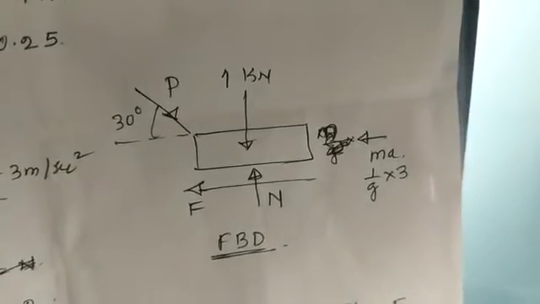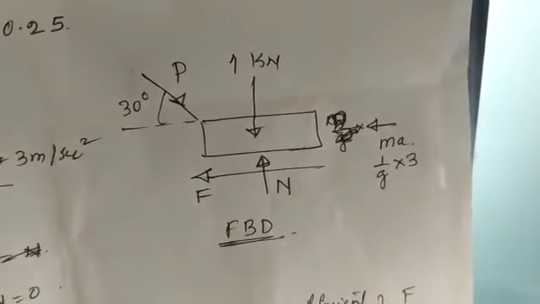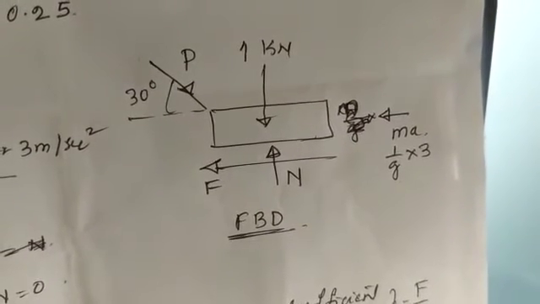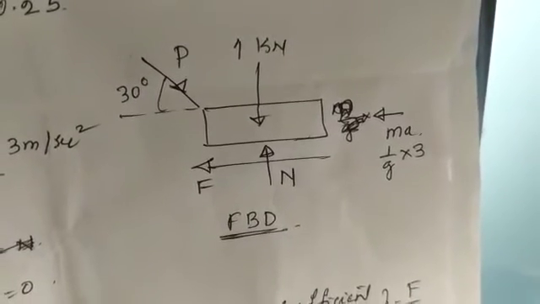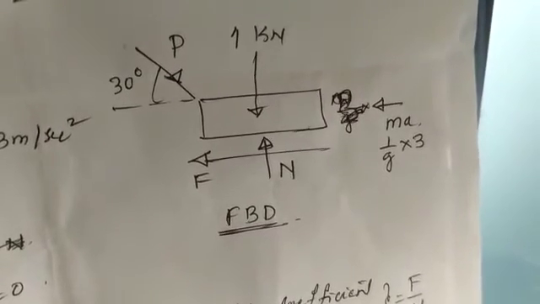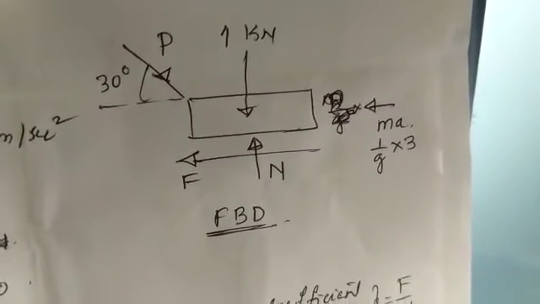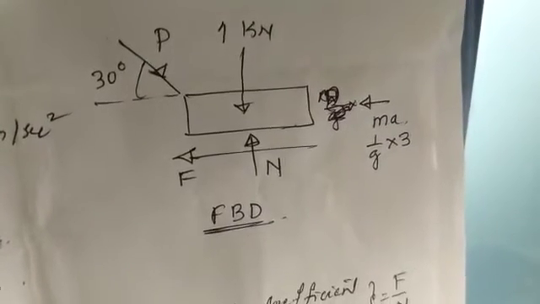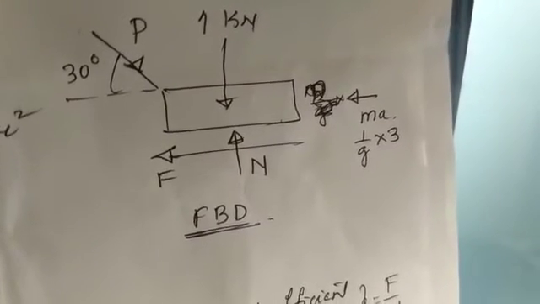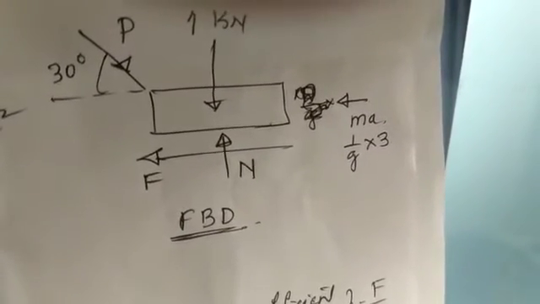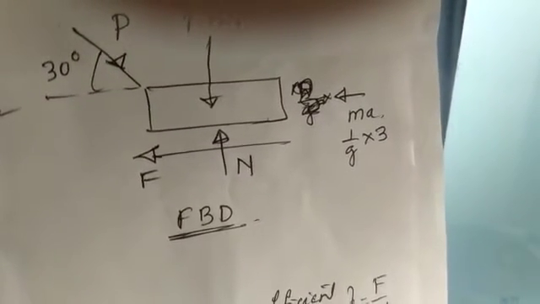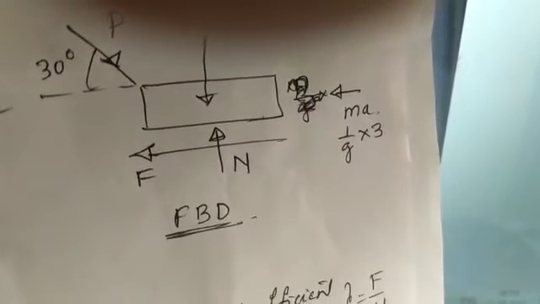You can see here the weight of the body is acting downwards, and there is a normal reaction acting in the upward direction. When the body is moving to the right because of the external agency P acting at an angle of 30 degrees, the inertia force MA opposes the motion. So the direction of the inertia force is opposite to the direction of the motion, as shown here. M is the mass; the weight is 1 kilonewton, so it is 1 divided by g, multiplied by the acceleration 3.